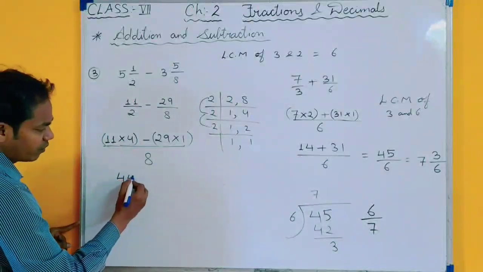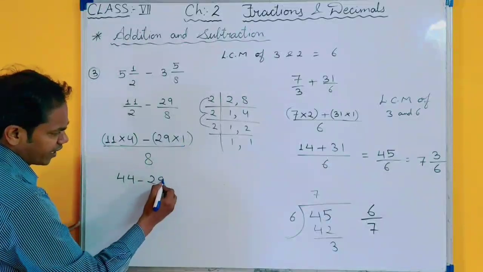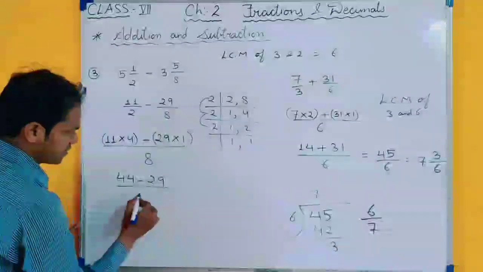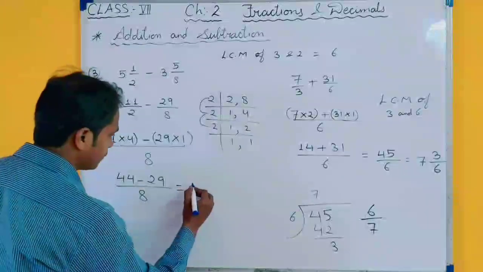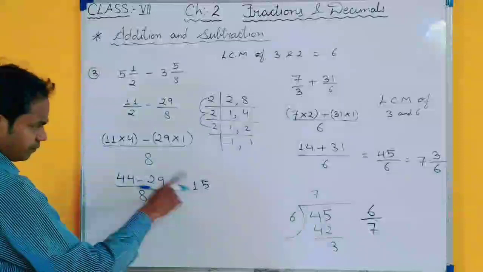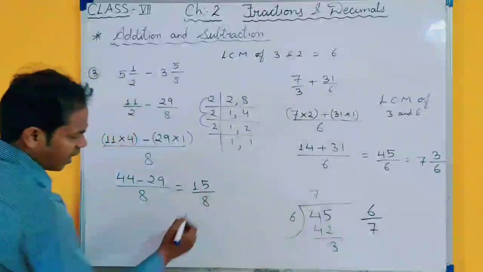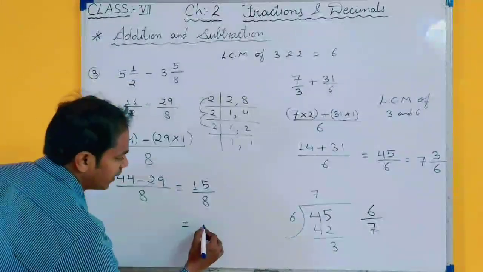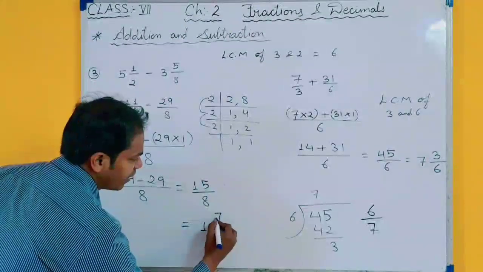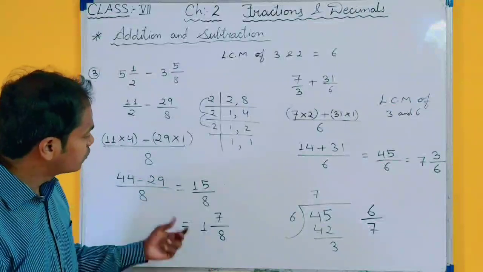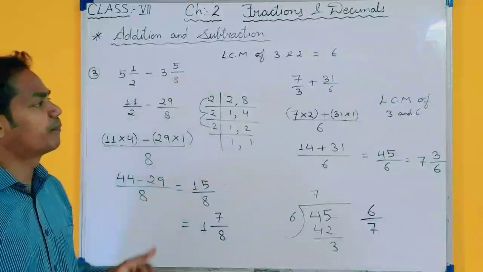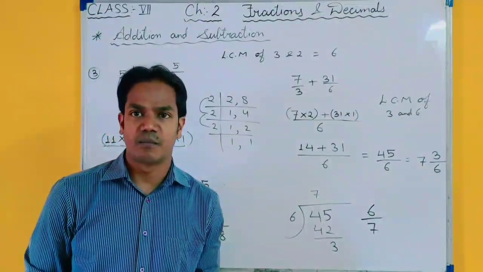11 fours are 44 and 29 ones are 29. Subtraction is there, so I have put minus sign. So 44 minus 29 is equal to 15. 15 upon 8. Again change it into mixed fraction. 8 ones are 8, 7 remainder, and 8 will come in its place. Okay, so this is your addition and subtraction of fractional numbers. Okay.